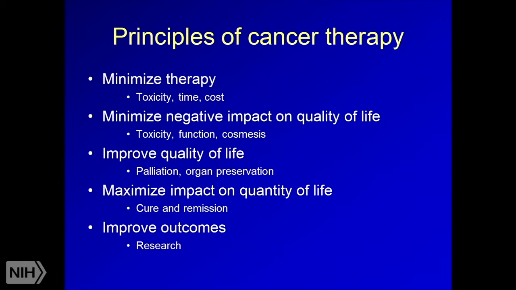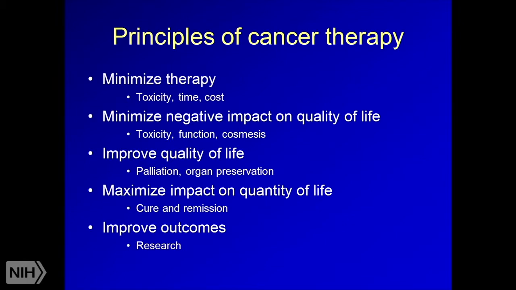So if we start off by talking about what some of our principles of cancer therapy are, you can see the bullet items here. In general, everything we're doing is trying to hit at least one, if not several of these bullet points. The first one is minimizing therapy. So we always want to minimize our toxicities from therapy, minimize the amount of time patients are coming in and out of our offices or the hospital, as well as minimizing the costs of therapy overall.